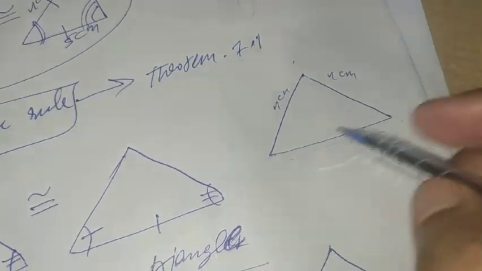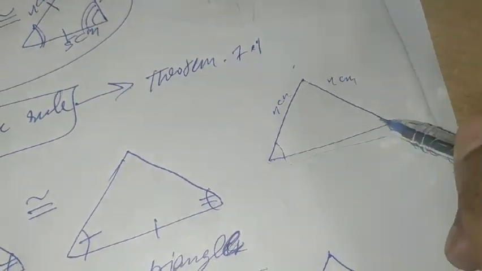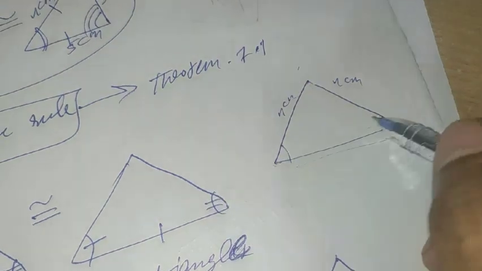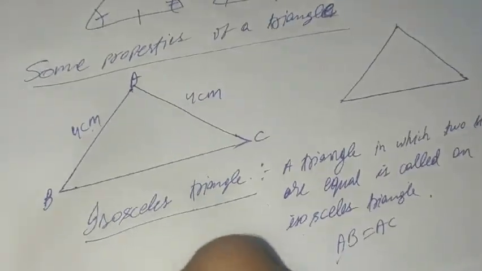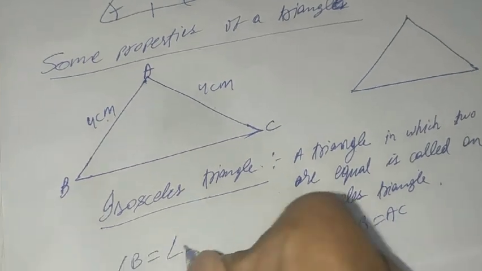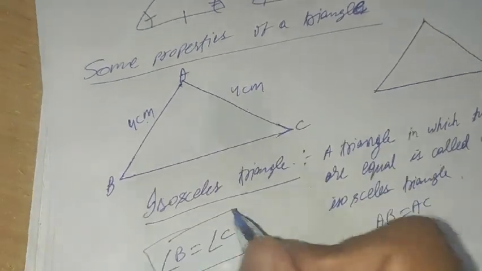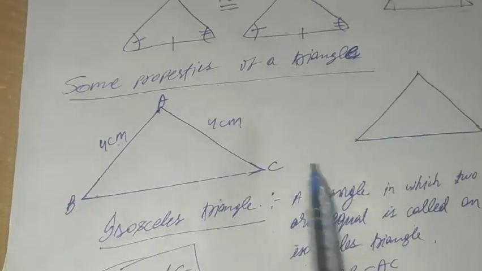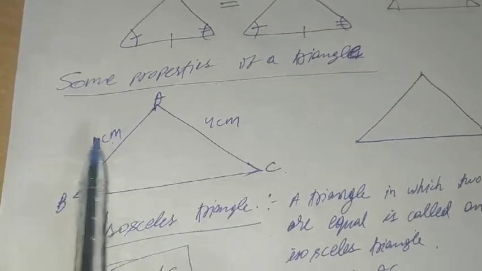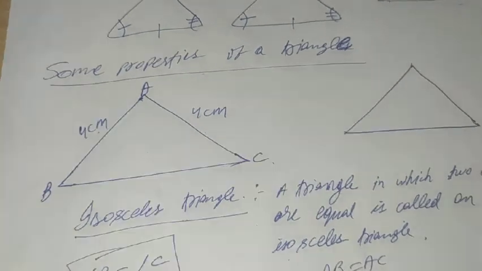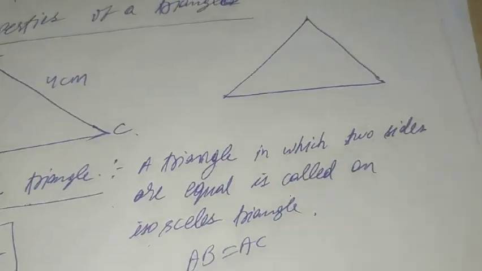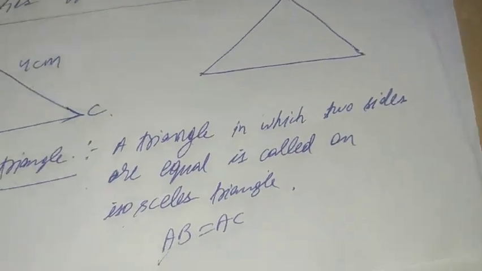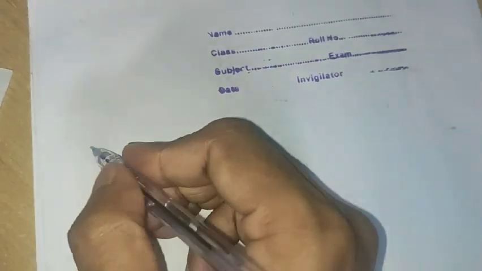Now see, when you measure this angle and this angle, these two angles are equal. So angle B is equal to angle C. In an isosceles triangle, two sides are equal and the angles opposite to the equal sides are equal. So let us prove this.